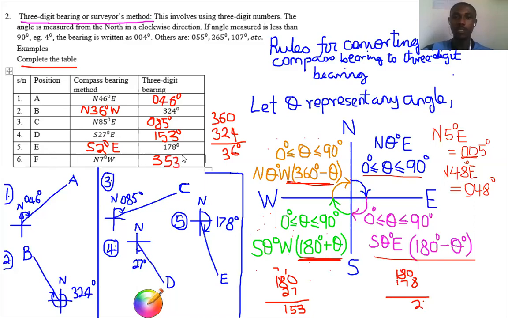So with this, I believe you understand three-digit bearing now perfectly. You understand compass bearing. If you don't, please watch this video again and again, and also try to understand the idea and the rules for converting from compass bearing to three-digit bearing. Please watch it again and again for better understanding.